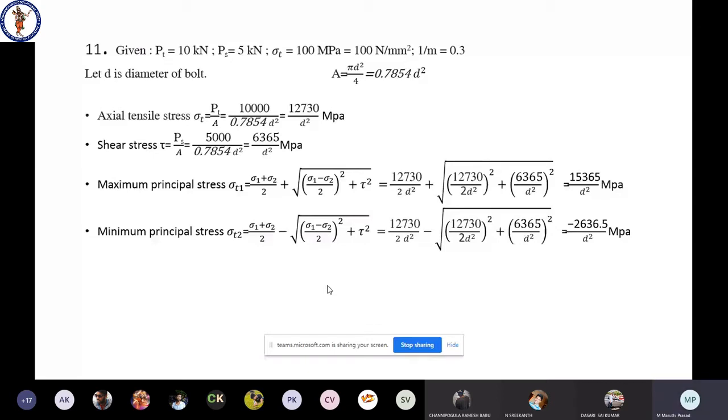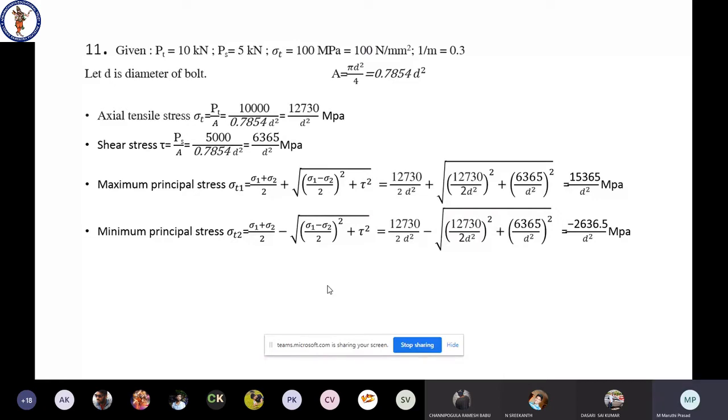So we are getting minimum principal stress. Sigma T2 is equal to sigma 1 plus sigma 2 by 2 minus this. So in this equation also sigma 2 becomes 0. So by substituting the values, we are getting minimum principal stress as minus 2636.5 by d square. You might have already solved that one. You just verify your answer.